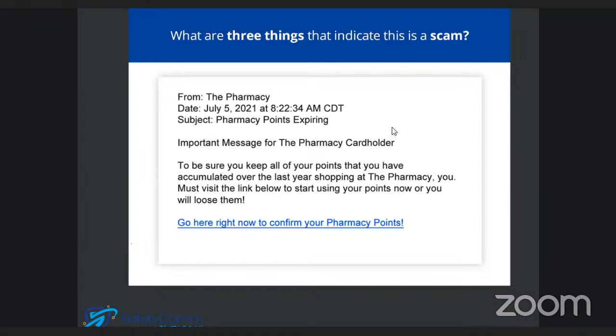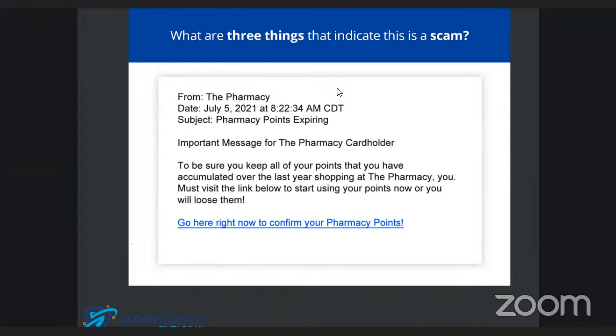Yes, Atim. What is the first point to show that this is a scam? I think the language, when they say you must visit the link below to start using your points now or you lose them. That kind of language pressuring you to do something makes it suspicious. So very good. That's the first point I got here.